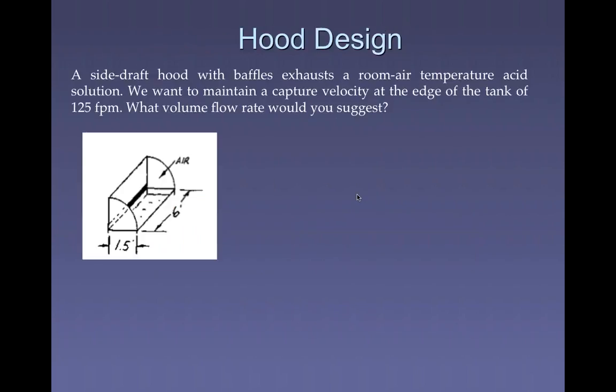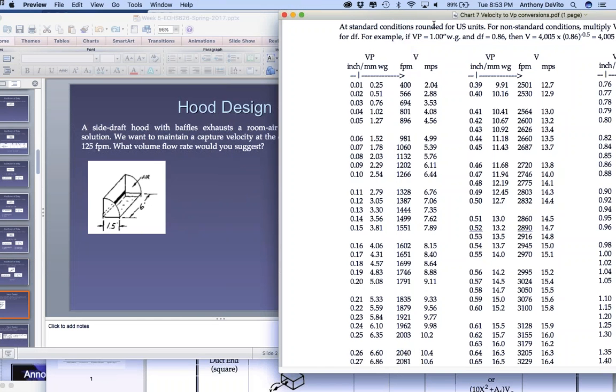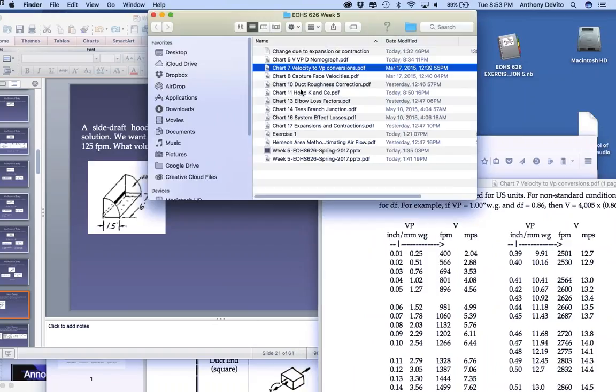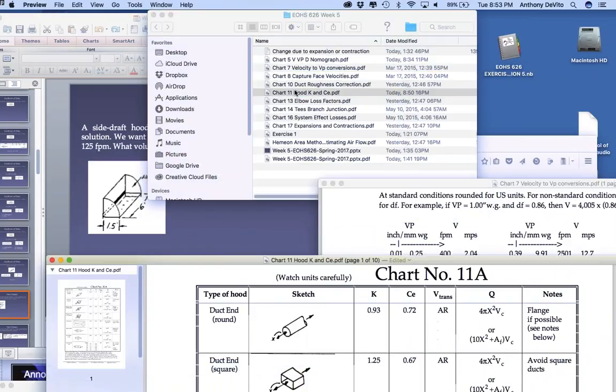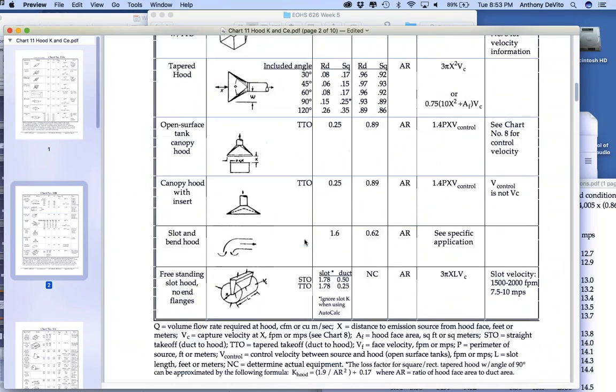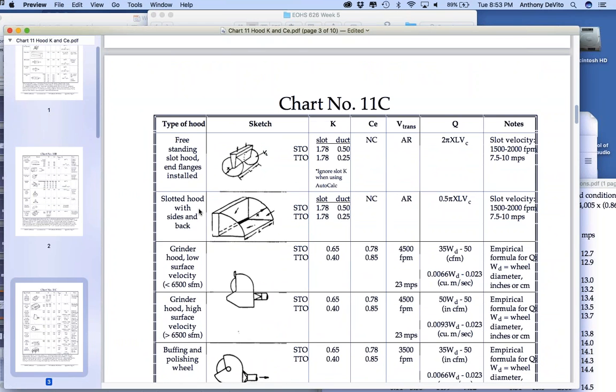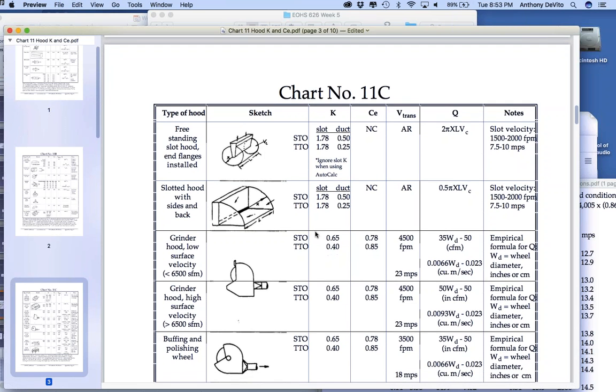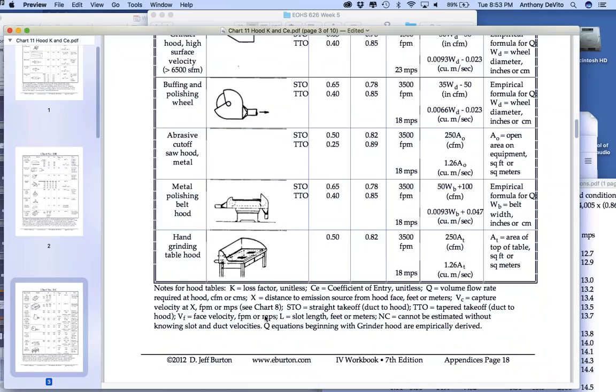Okay, a side draft hood with baffles exhausts a room air temperature acid solution. We want to maintain a capture velocity at the edge of the tank of 125 feet per minute. What volume flow rate would you suggest? So we have to find a side draft hood. Let's go into number 11 and see if we can find that kind of hood. Here we go: side draft slotted hood with sides and back. TTO and STO, what do you think that stands for? Let's look down here.